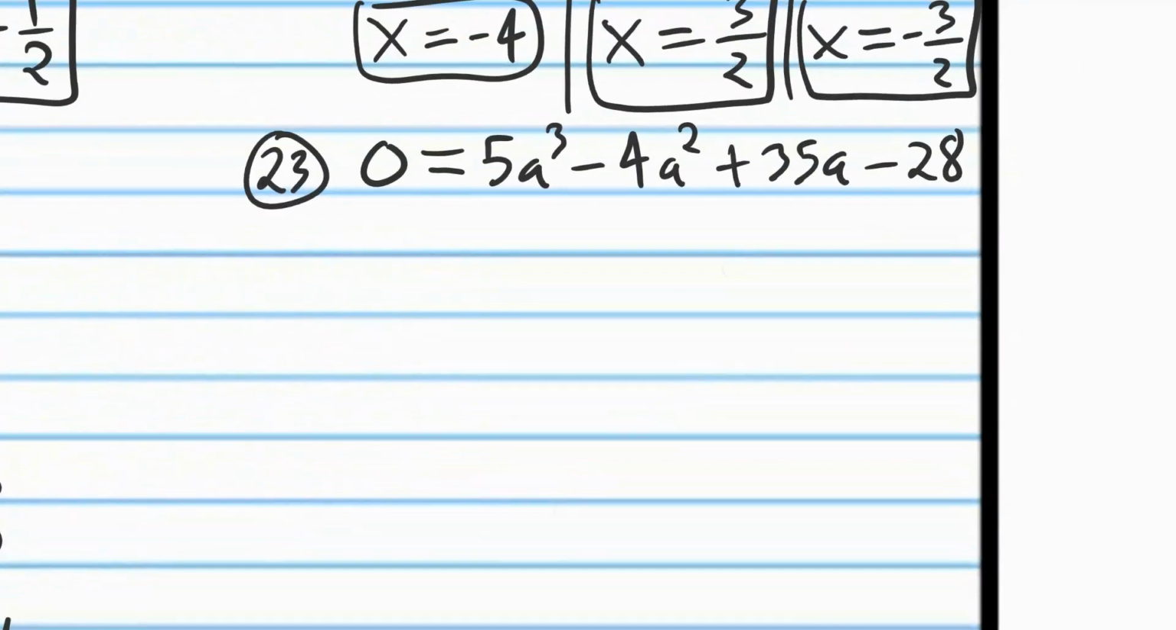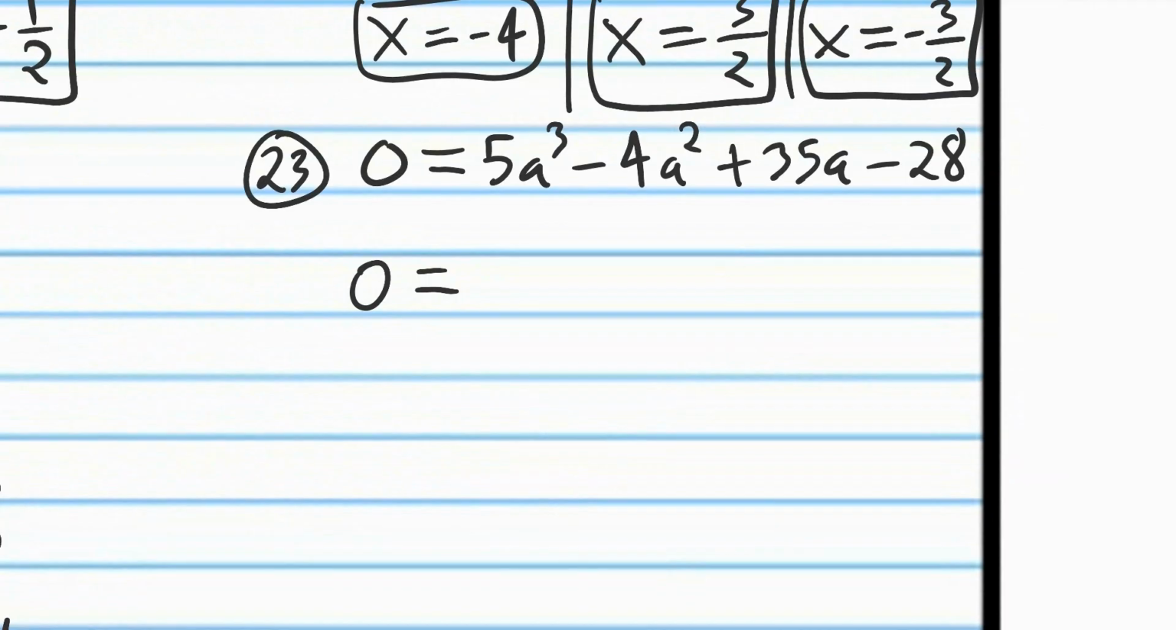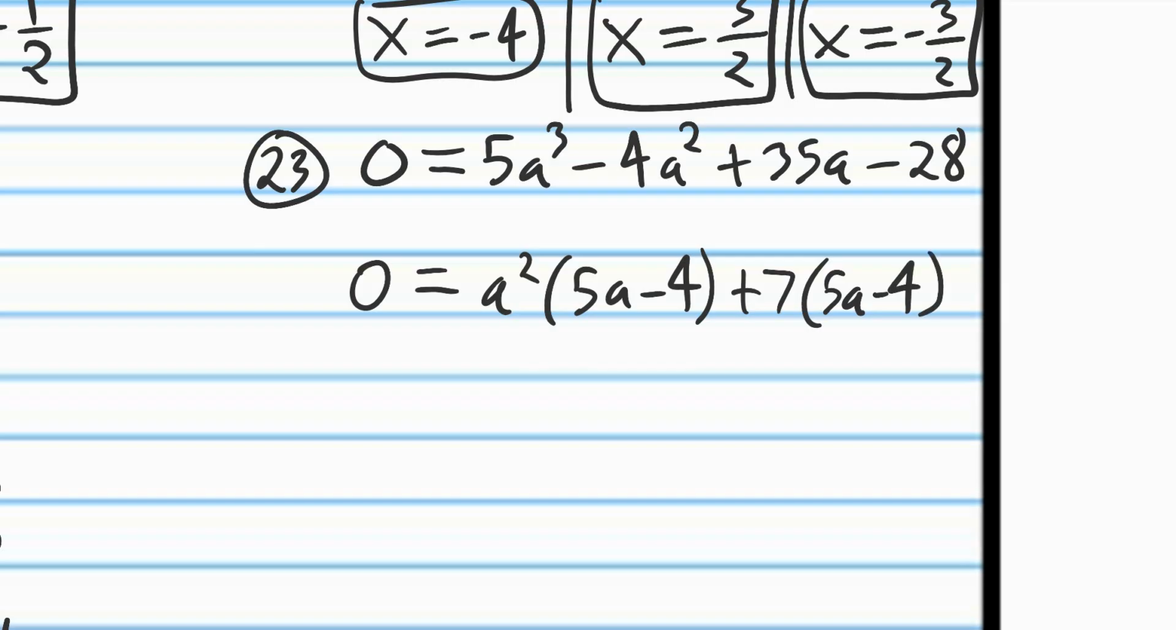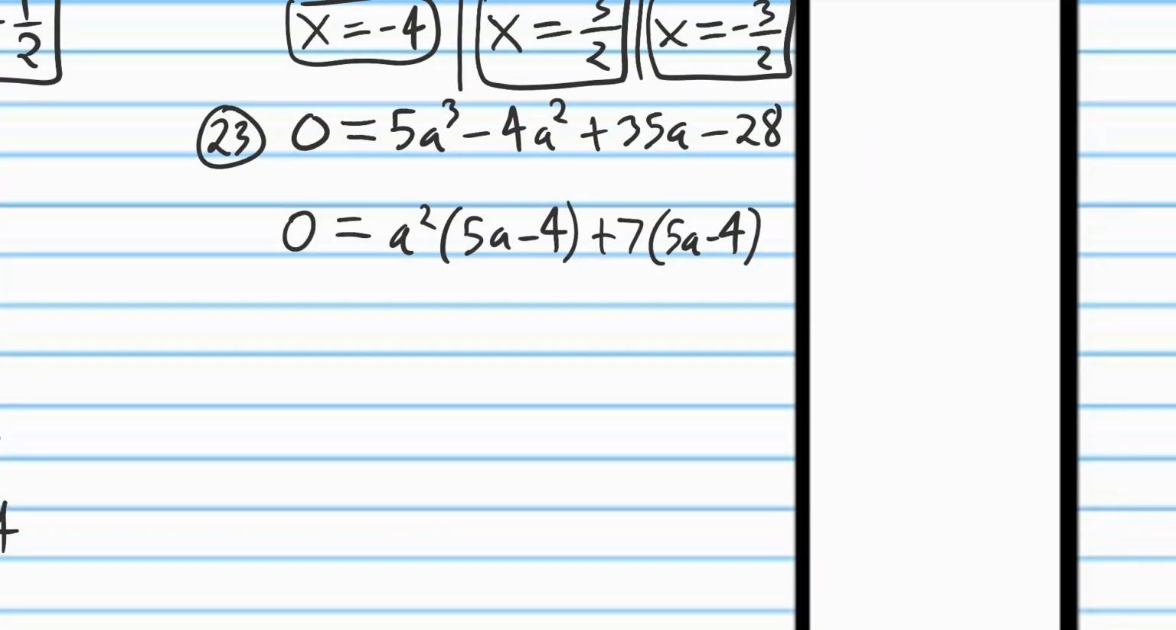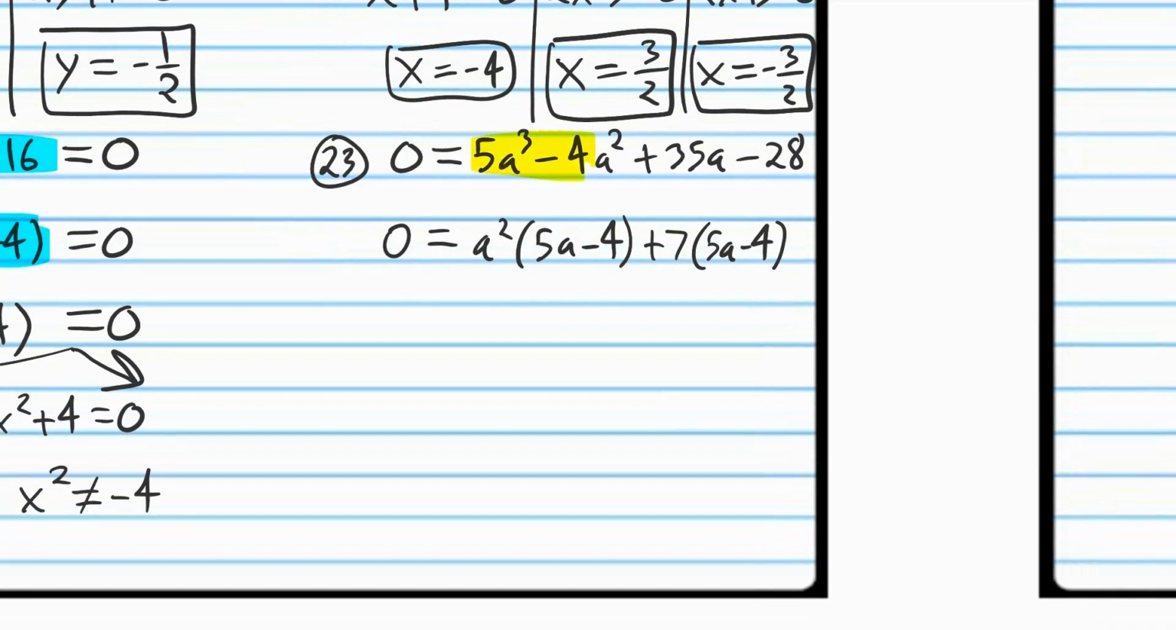All right, we're back. So we're going to factor out 5a squared in the first grouping. Actually, no, we cannot factor out 5a squared. We're just going to factor out a squared. And then we're going to factor out 7. And I'm going to have to go back and check to make sure I did that correctly. Always go back and check.